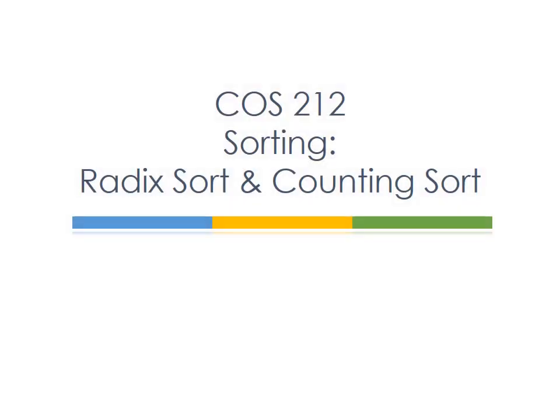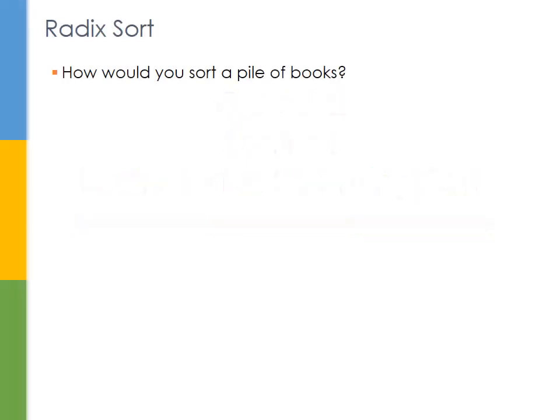This is the final lecture on sorting algorithms, and we'll be discussing the Radix sort and counting sort algorithms, both of which are quite different to the sorting algorithms we've discussed previously in this chapter. So let's start our discussion by considering how we would go about sorting a pile of books.